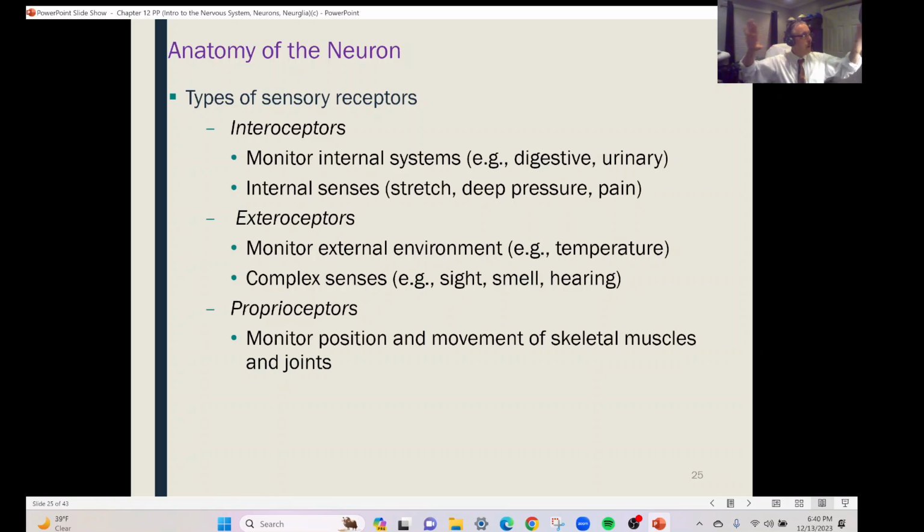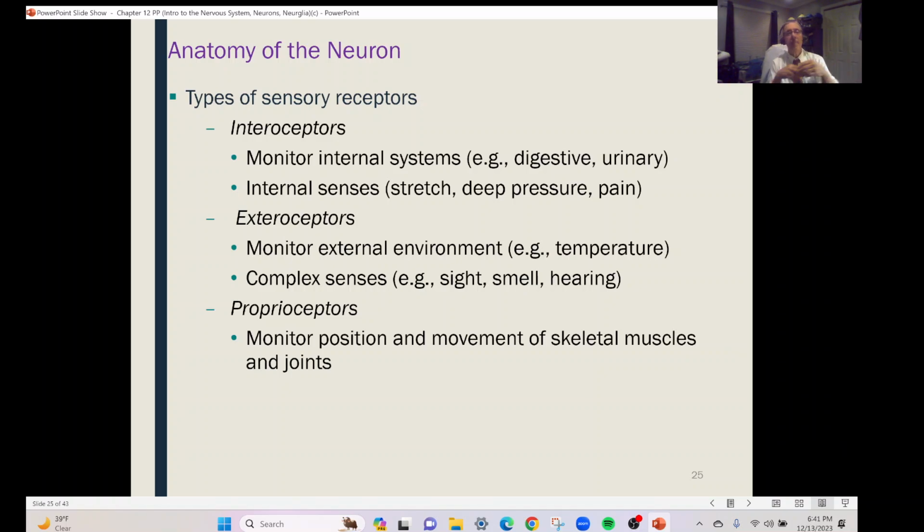When receptors are monitoring what's going on around us, these are known as exteroreceptors. They monitor the external environment, things like temperature. Okay. We also have some complex senses that involve exteroreceptors, such as sight, smell, and hearing. Right? But the main thing I want you to know is that the exteroreceptors are monitoring things on the outside of us.